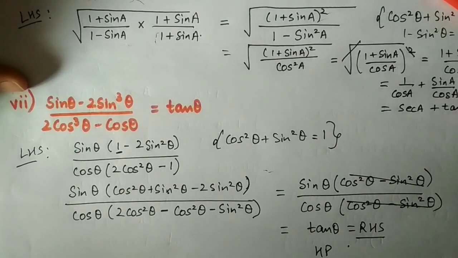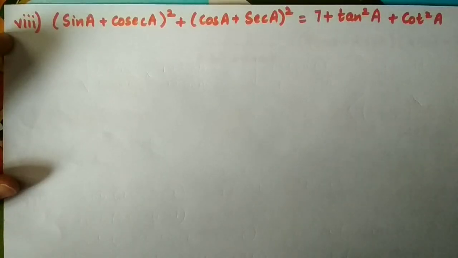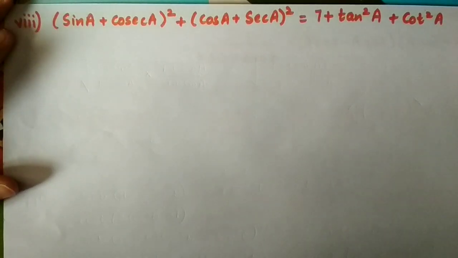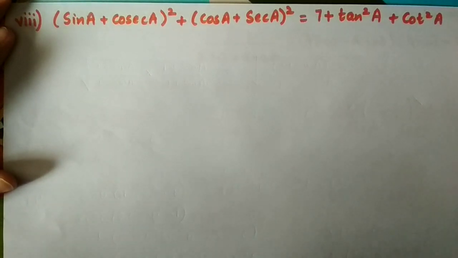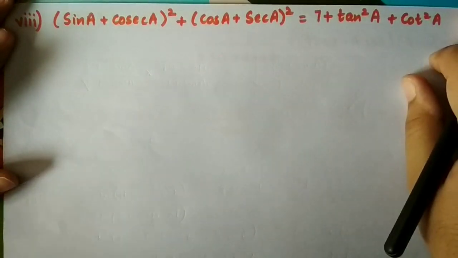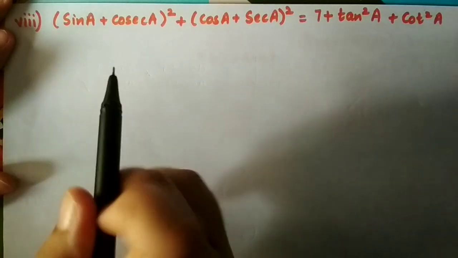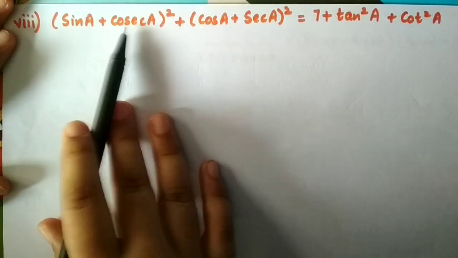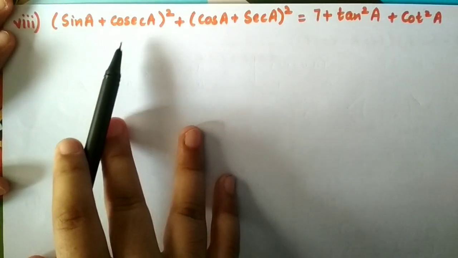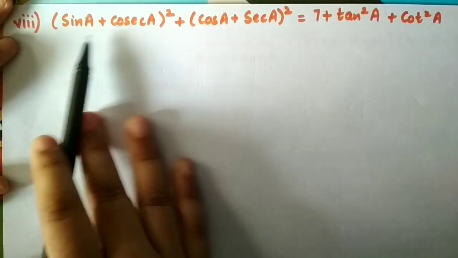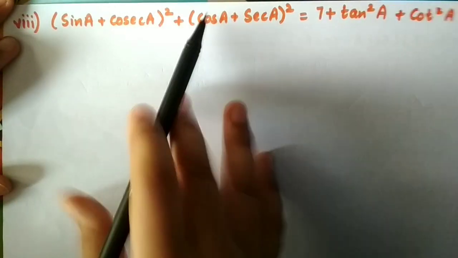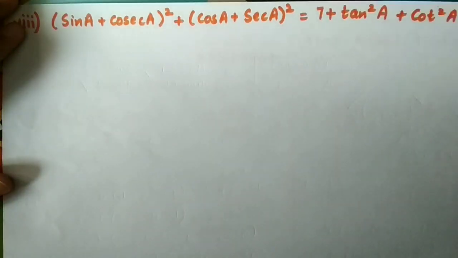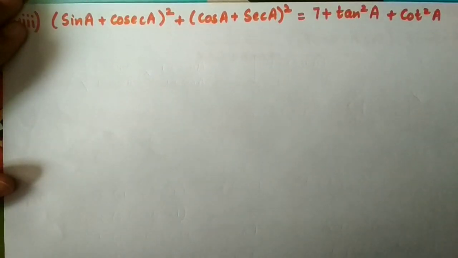Now see 8th question. Now in this question you have to prove (sin a plus cosecant a) whole square plus (cos a plus secant a) whole square is equal to 7 plus tan square a plus cot square a. So how you will do this? Now you know that this is not in the simplest form. You can convert cosecant and secant into sin and cos. But first of all you have to simplify. Open the bracket of whole square by using the identity of a plus b whole square.